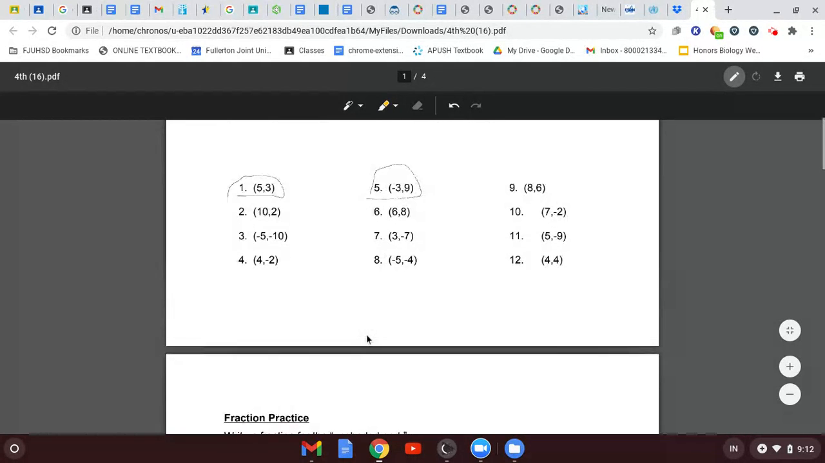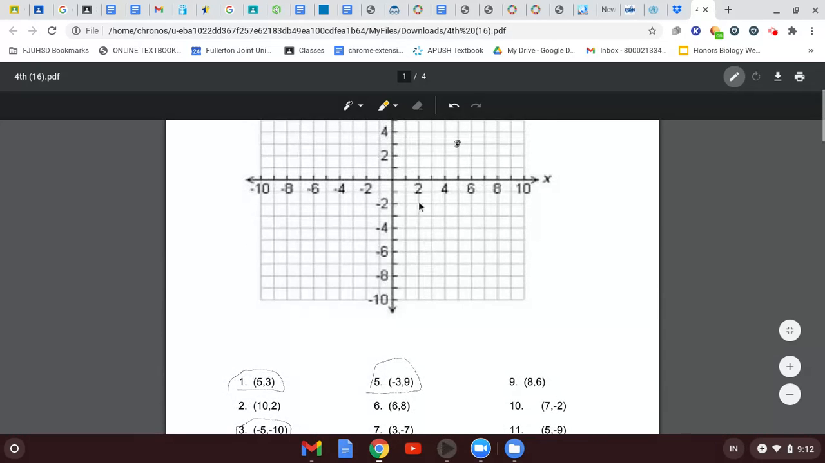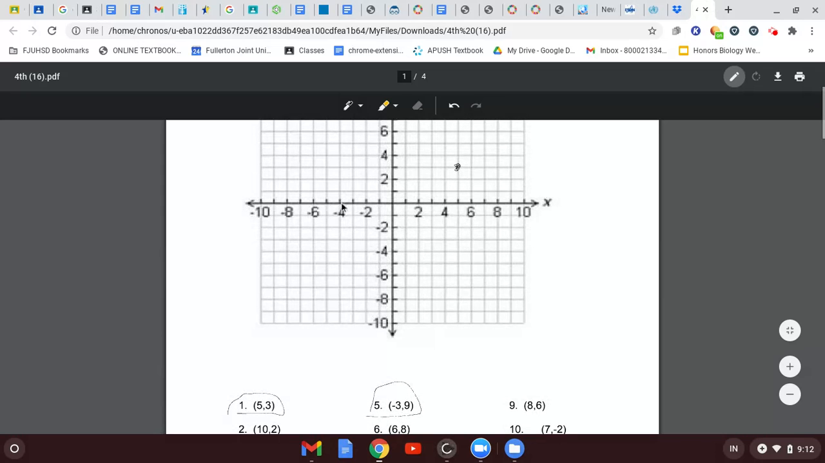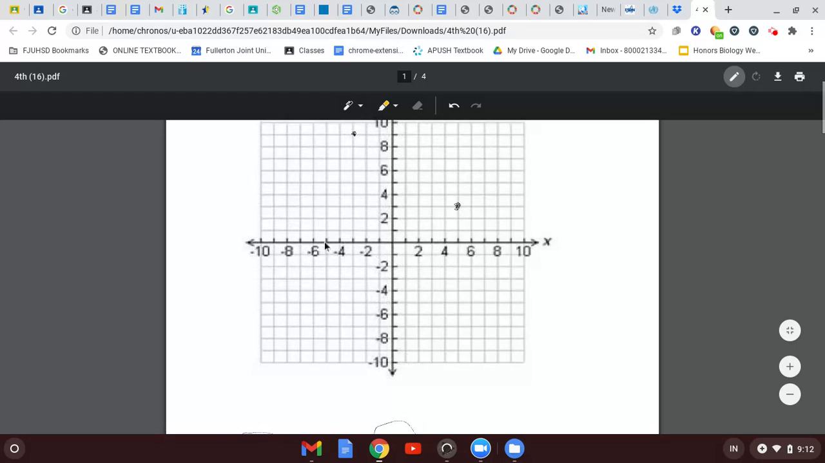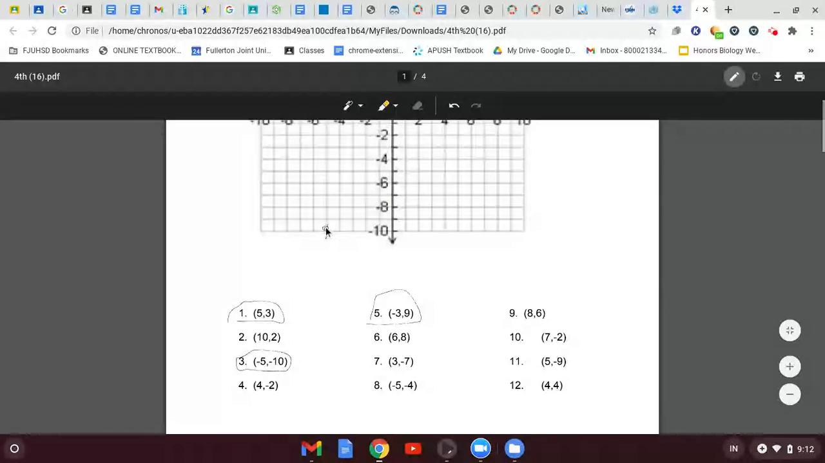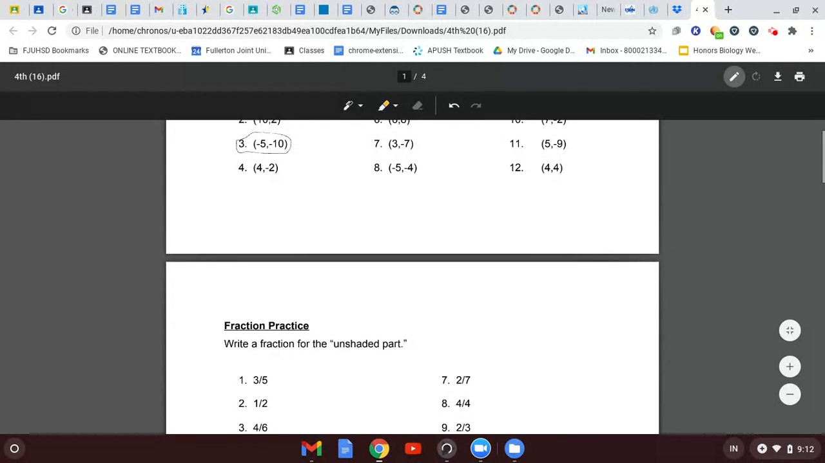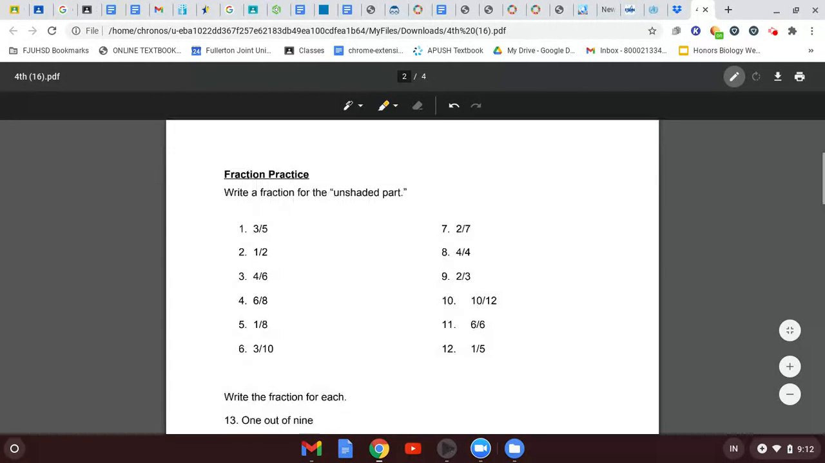Yep. And then let's try doing number 3. Number 3 is (-5, -10). Since -5 is the first number, we go towards the left 5 times. So -5 is right here. Then -10 is all the way at the bottom here. You really just need to look at the numbers, see which numbers match, and then plot it down. Hopefully that helped you refresh your mind about how to do graphing.